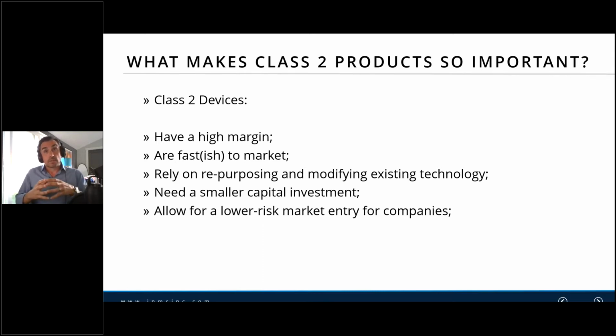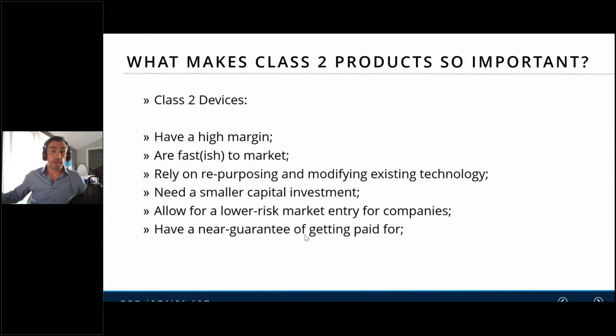So the investment to get a class 2 product on the market is less. And while we don't like to talk about failed projects, certainly we don't like to talk about failed projects at IPM because there's no such thing as a failed project. There's only projects that cause you to learn something. The risk of a class 2 program maybe not going to market, it's less of a bite than say a class 3 or a big capital project. And they have a near guarantee of getting paid for. So once you hit the market with this thing, you are going to be able to generate revenue.